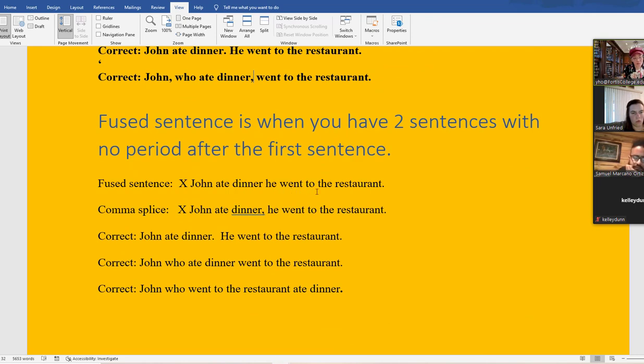"John ate dinner he went to the restaurant." Here a fused sentence is a sentence with no comma, and a comma splice is when you have an unnecessary comma between two sentences. So then this is correct: "John ate dinner. He went to the restaurant."